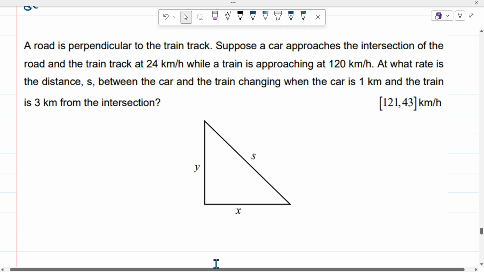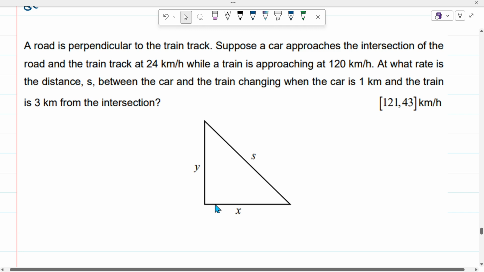So they gave us this diagram as well to try and explain what is going on with the statement that they gave us. So let me just analyze this with you because it's a bit tricky. So here they're saying that the car approaches the intersection of the road and the train at 24. So it means that there is a car and a train which are perpendicular. The roads of them are perpendicular to each other. So the road is perpendicular to the train track. That means that the road of the car is perpendicular to, I can say, the train track.